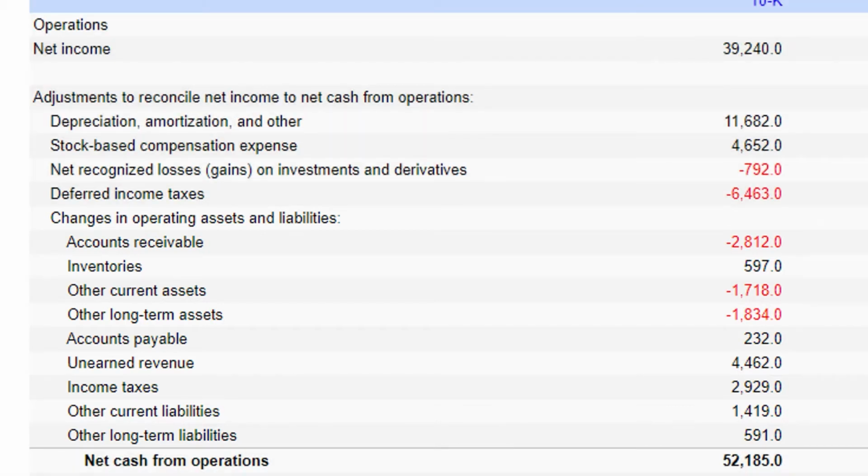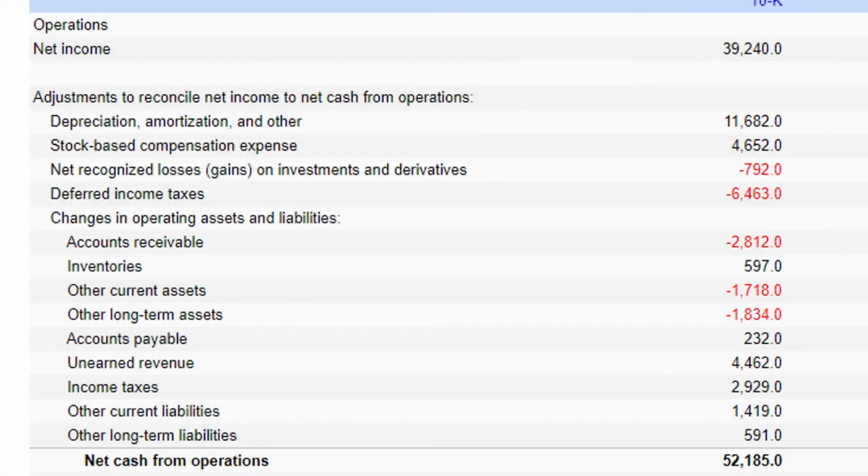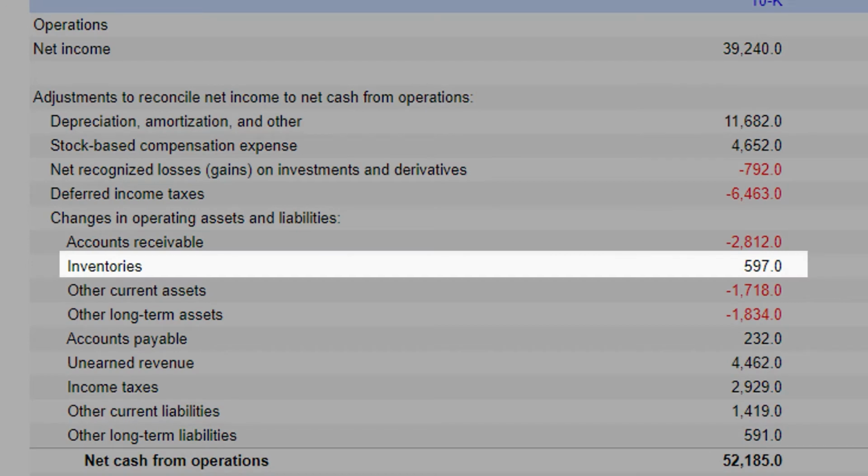What we do is we look at the change over the period from the balance sheet and we can see whether or not the company had a cash outflow or a cash inflow. So if we look at accounts receivable, we can see that it is a cash outflow, so that means over the period accounts receivable increased. Looking at inventory, it's a cash inflow. So the company had a decrease in inventory in the period.